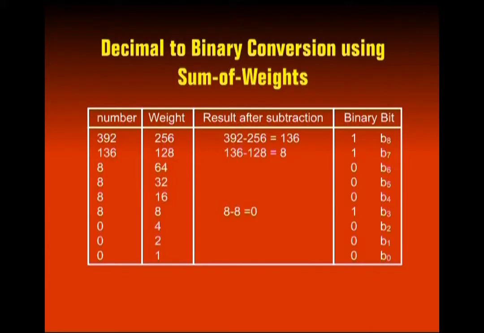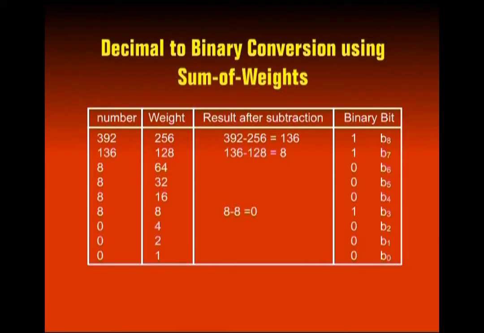The weight 64 is greater than the result 8, thus a 0 is added to the binary bits 1 and 1. Successive lower weights 32 and 16 both are larger than 8, thus two more binary bits are set to 00 at bit positions 5 and 4 respectively. The next lower weight is exactly equal to 8. The corresponding binary bit is set to 1, that is bit position 3.